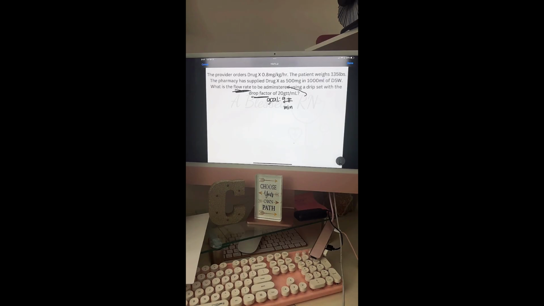So let us put all of our puzzle pieces to the side, all right? We got 0.8 milligrams per kilogram per hour. The patient weighs 135 pounds. And then we have 500 milligrams in 1,000 mLs. And then we got a drop factor of 20 drops per milliliter.